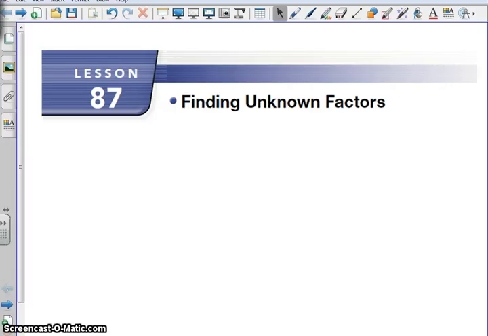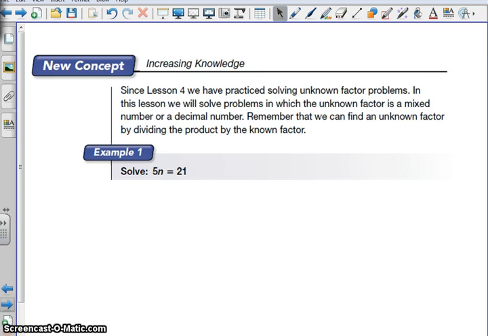Today we're doing Lesson 87, Finding Unknown Factors. Since Lesson 4, we have practiced solving unknown factor problems. In this lesson, we will solve problems in which the unknown factor is a mixed number or a decimal number. Remember that we can find an unknown factor by dividing the product by the known factor.